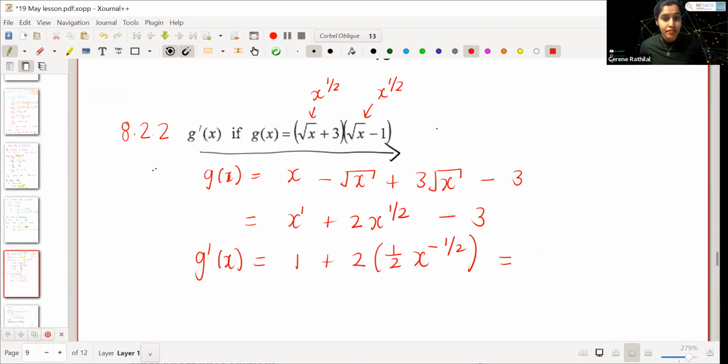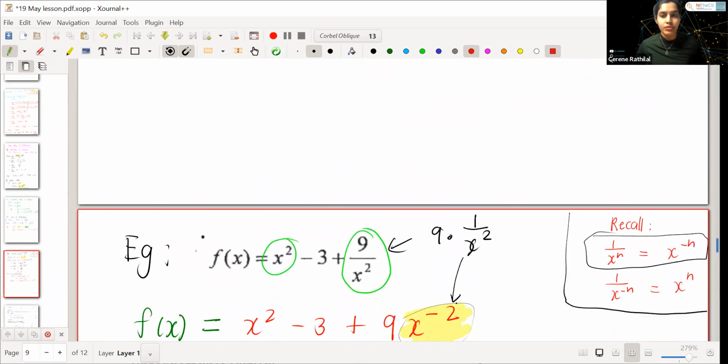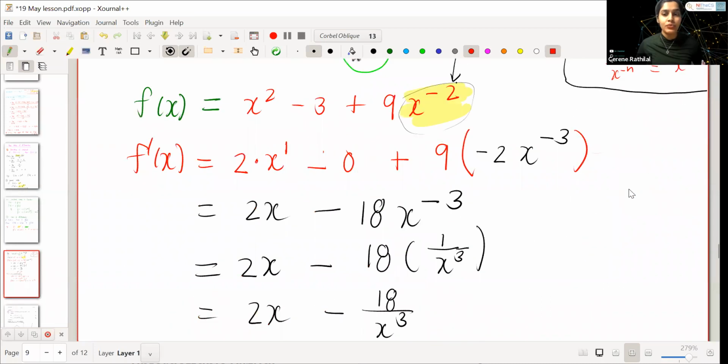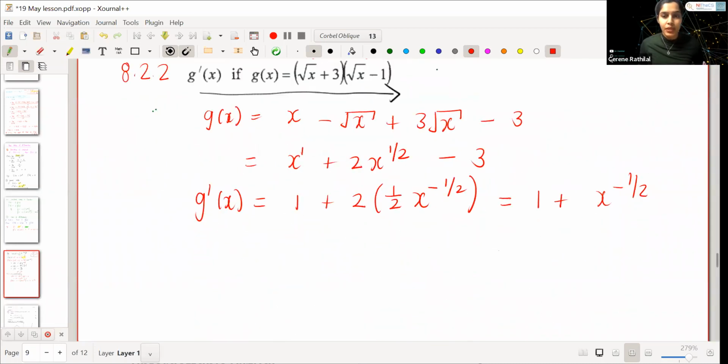So in here, I can simplify. This is 1 plus 2 times a half, which is going to give me a value of 1. So that's 1 plus x raised to the power negative half. But I don't like to write things with a negative exponent. Typically in mathematics, your final answer should be written with a positive exponent. And last week we had seen that we could rewrite a negative exponent as a positive exponent. So utilizing this rule, we can rewrite it as 1 plus 1 over x raised to the power positive half. And so that would be the final answer.